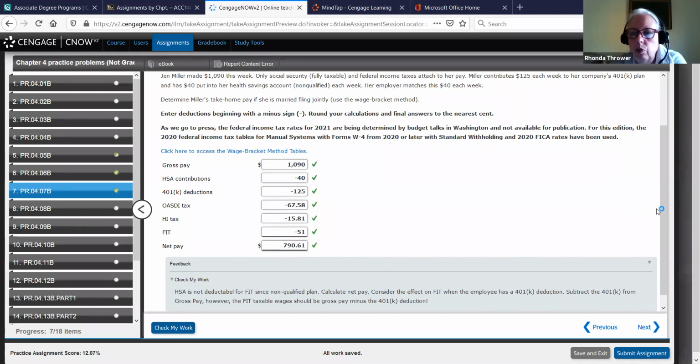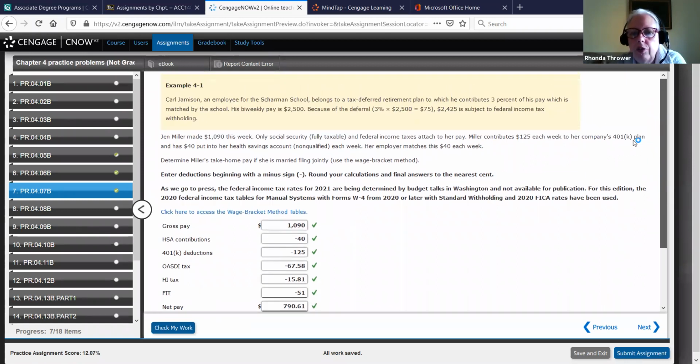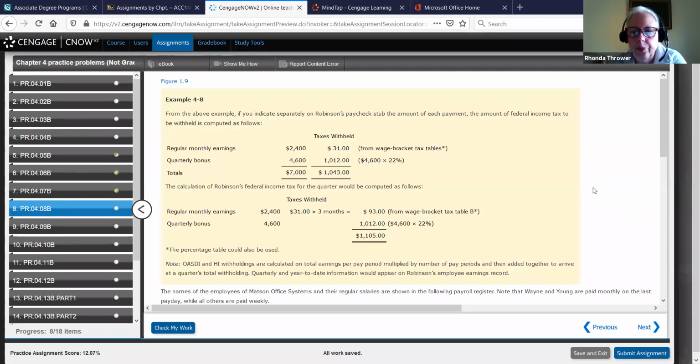All right, so on this problem, you have to understand what a health savings account is. And this term right here, non-qualified, means that it's subject to federal income tax. You can't back it out. But the 401k plan is not subject to federal income tax right now. It will be when Miller retires. And so I'm going to move on to the last problem.